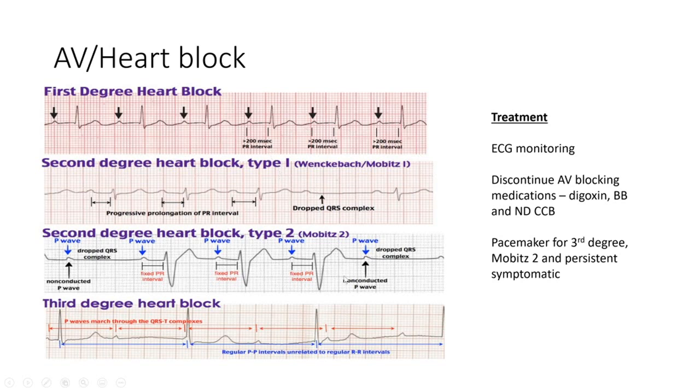We also have type 2 second-degree heart block, where we have this fixed PR interval.